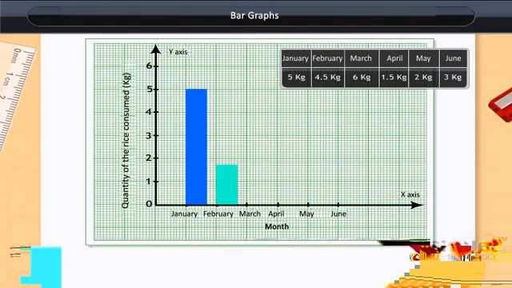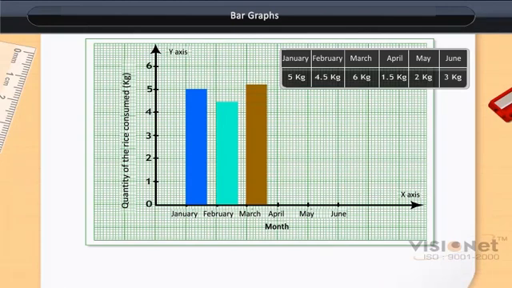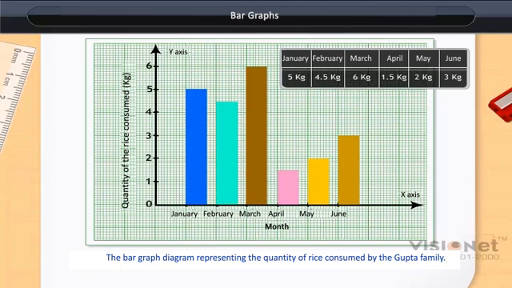Accordingly, for the month of February on the x-axis, let us draw a rectangle of height up to the scale mark of 4.5 kgs on the y-axis, and similarly, let us draw rectangles for the other remaining months as well, according to the given statistical data for respective months, leaving an equal distance between the so drawn rectangles. Comparison between the quantity of rice consumed by the Gupta family and the Kumar family.